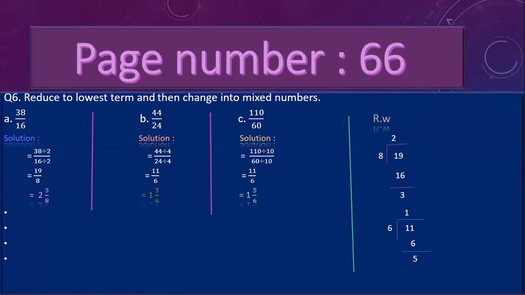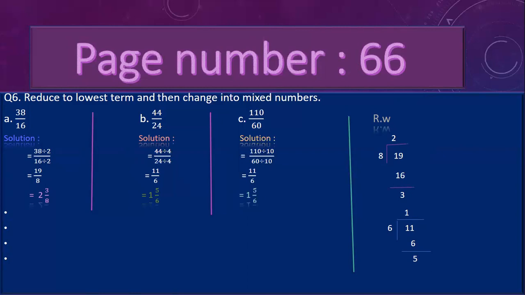11 over 6. After the division, 11 over 6, the mixed number is 1 whole number 5 over 6. And the last part is 110 over 60. If we cancel these both zeros, 11 over 6, the same fraction that we have in the previous part. And after the division, 1 whole number 5 over 6 will be there. So the simplest form of 110 over 60 is 1 whole number 5 over 6.